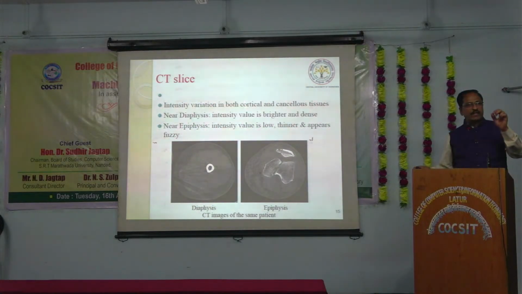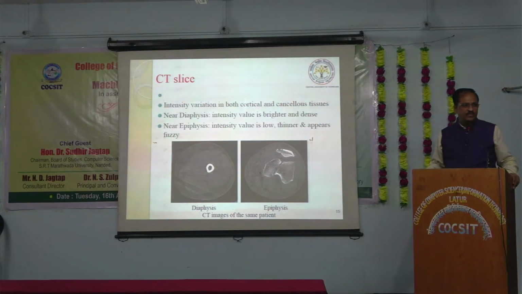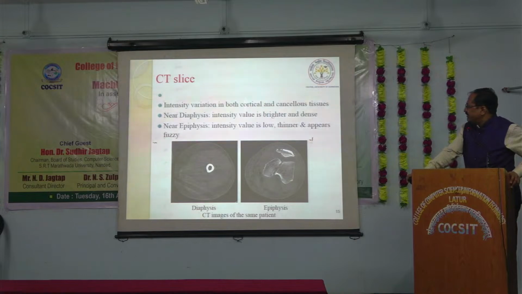So let us look at individual tissue, the individual image, how it looks. In this picture you can see two images. One image is a normal image, and the other one is with a broken bone. You can clearly see the intensity variation. The white part is the bone, and the rest is the soft tissue.